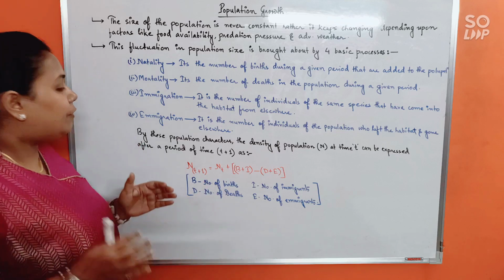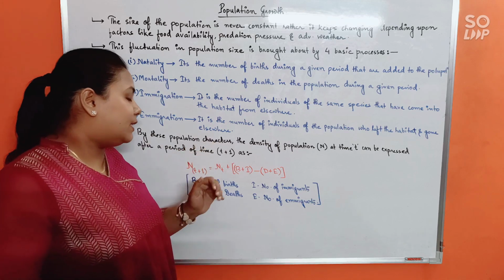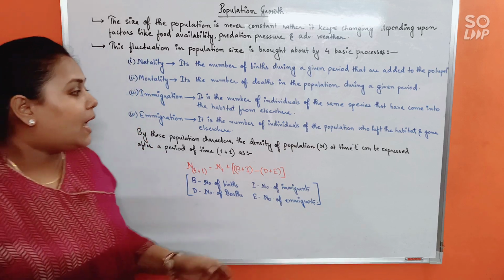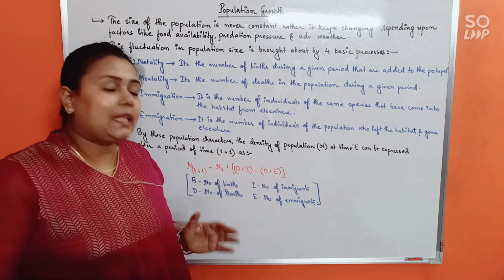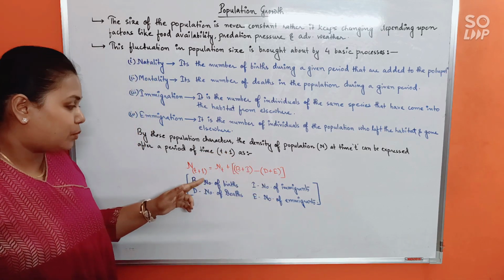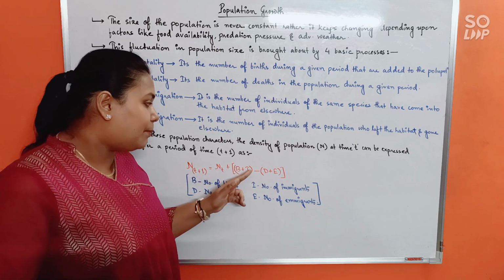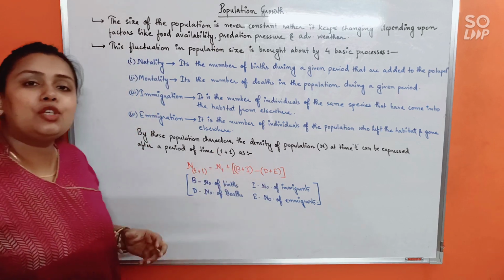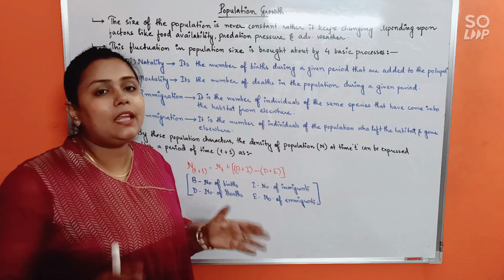Now if we consider these population characters, the density of the population, referred to as capital N, at time t can be expressed after a period of time, that is t plus 1, as Nt+1 = Nt + [(B + I) - (D + E)]. This is the equation by which you can easily estimate the population growth at any given time.